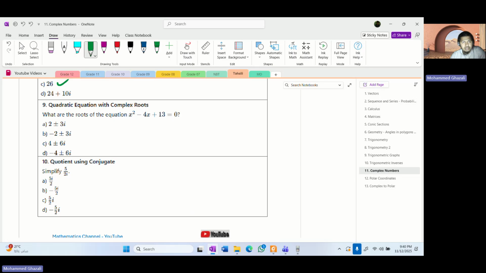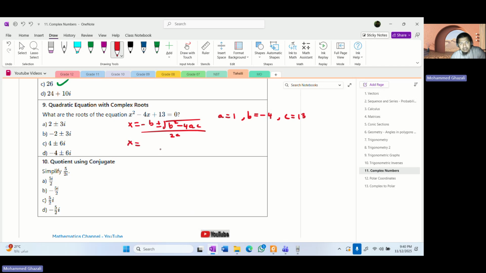Quadratic equation with complex roots. Now, let's see. We want to solve for this. So how are we going to solve this equation? We have to use the quadratic formula. So x equals minus b plus or minus the square root of b squared minus 4ac, divided by 2a. Now, remember, a is 1, b is -4, and c is 13.